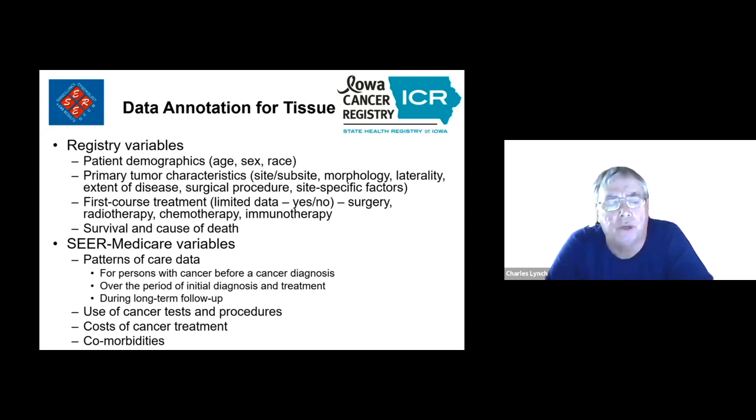We also collect information on first course treatments, so you know about whether they have surgery, therapy, chemotherapy, immunotherapy. We have this type of information. Then we follow all the patients to death, so we have survival and cause of death. Some people, because cancer is a disease of older people, have also asked to have the data annotated with Medicare information. Medicare has patterns of care data, it has cancer tests and procedures, it has costs, it has comorbidities, so you can add additional information onto what the registry has, and some researchers are interested in that.